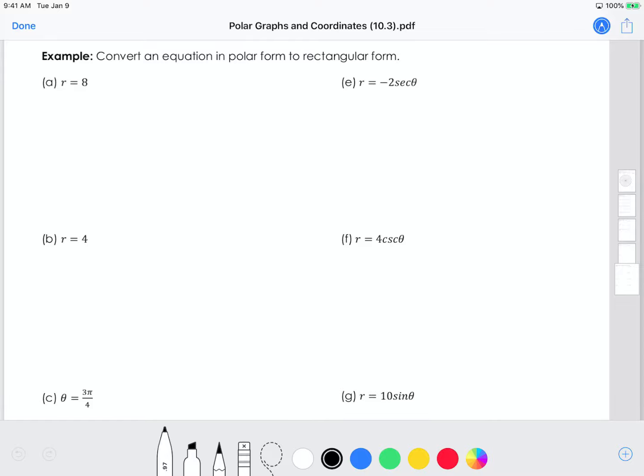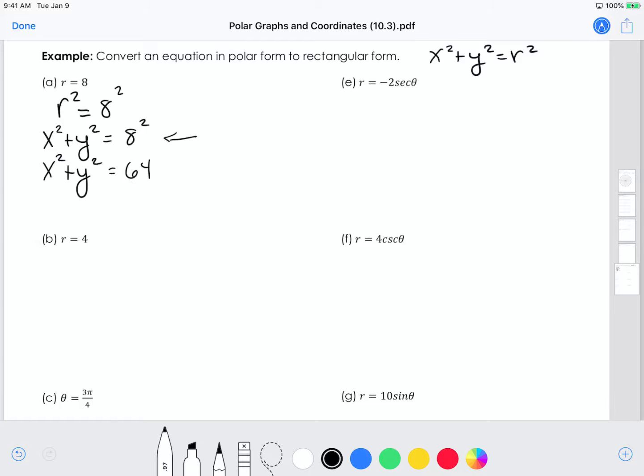So the first thing I'm going to do is square both sides. So I have r squared is equal to 8 squared. And then r squared, as you know, is equivalent to x squared plus y squared. So I'm going to replace that r squared with x squared plus y squared. And I can rewrite that 8 squared as 64. And so now we have a circle with the origin at the center and a radius of 8.